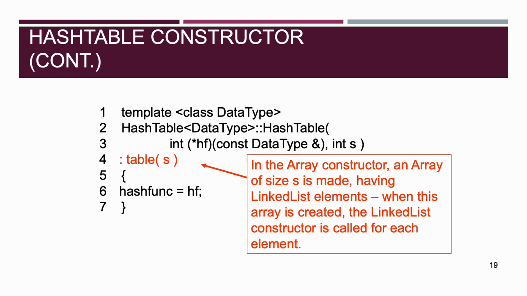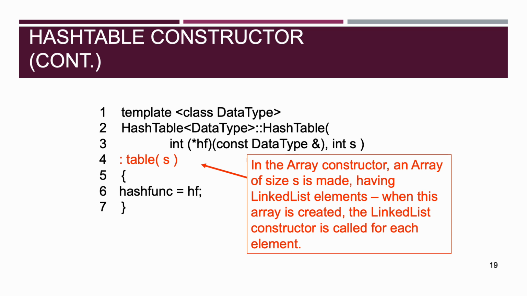Okay, so here when we call table S in the initializer list, it triggers the array constructor to create an array of size S. This array doesn't hold simple data types. Instead, it holds linked list objects. What happens here is that for each position in the array, a linked list constructor is called to initialize each element as a linked list data type.